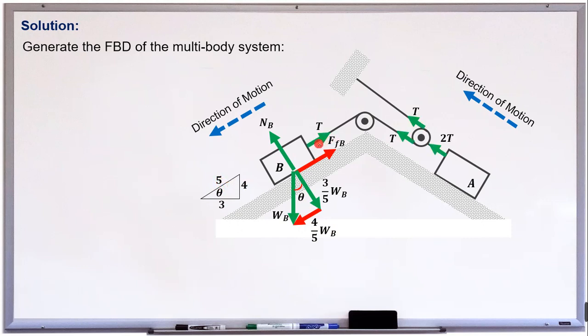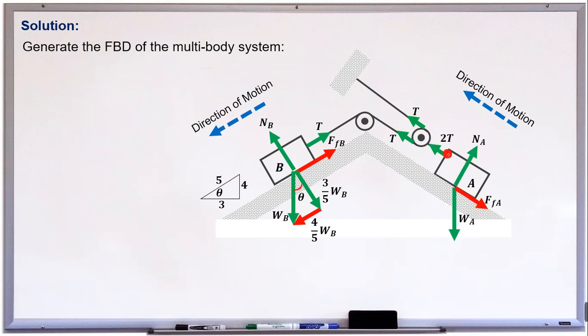Next, we also have a tension that exists on our block B, so we have here T. And then for the compound pulley arrangement, if this is T, this is also equal to T. So therefore, the amount of tension that is being exerted on block A is equal to twice the tension. So we have here 2T.